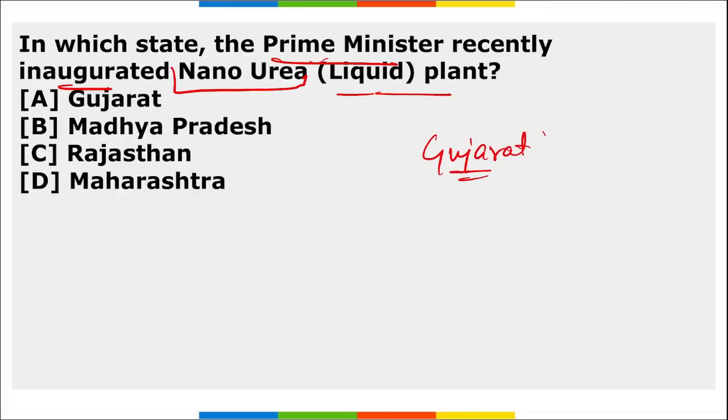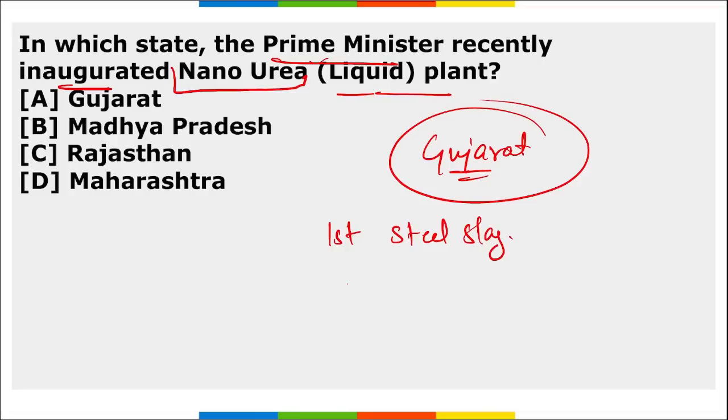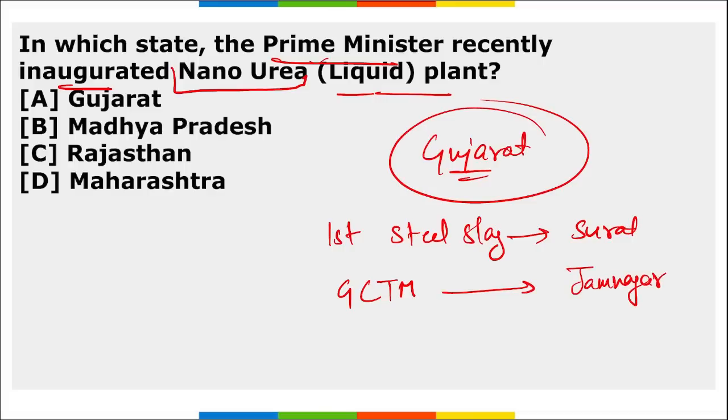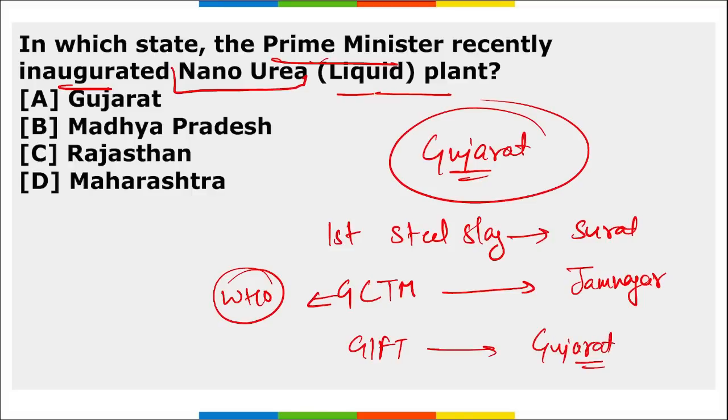So many questions from Gujarat if you are making proper notes. First, steel slag road. Global Center for Traditional Medicine. Where is the steel slag road? It is in Surat. Where is this Global Center for Traditional Medicine? It is in Jamnagar. With the help of which organization was it set up? With the help of WHO. Where is your GIFT City? It is also in Gujarat. Alright. And this nano urea liquid plant was also set up in Gujarat. Highly important.